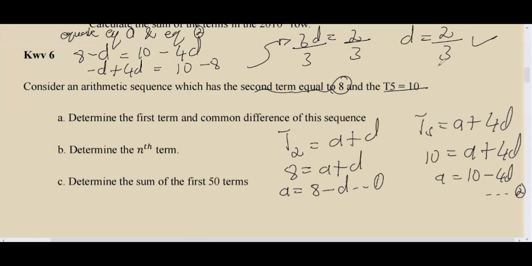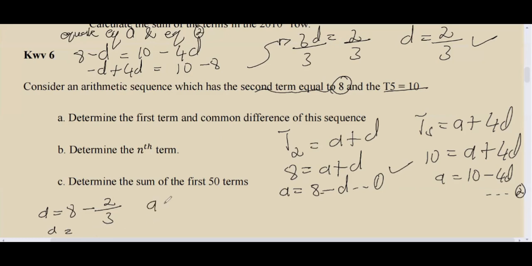But how can we determine the first term? We can just simply choose any equation, whether equation 1 or equation 2, and just substitute the value of d. Let's go with equation 1 because it looks much simpler. So this is a is equal to 8 minus 2 over 3. Right. So the value for a would be 8 minus 2 over 3. This would give us 22 over 3.